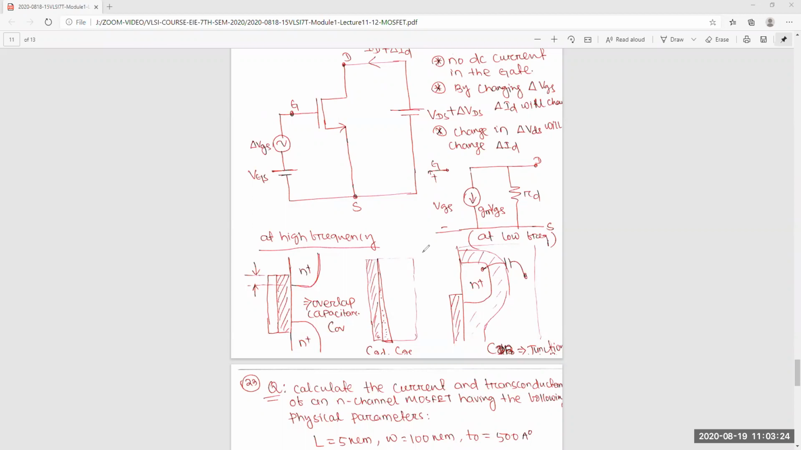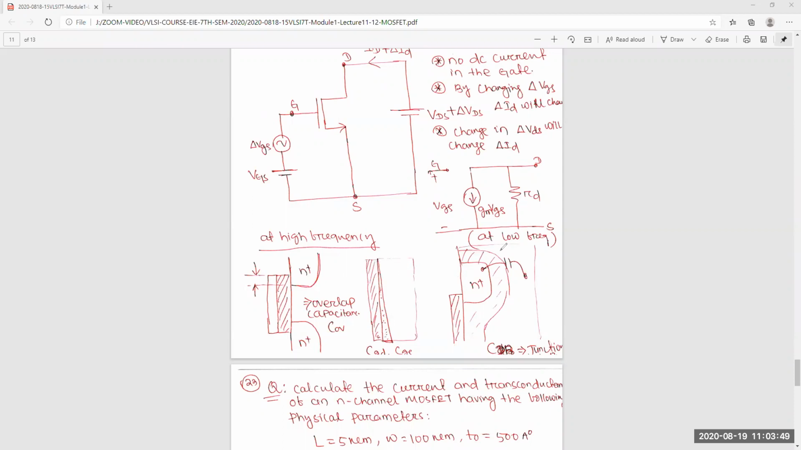Why? Because it depends upon the voltage. It depends upon the supply voltage. If the supply voltage changes, this channel, meaning this inversion charge, will change. This is responsible for the capacitance formation. So if this changes, that means the capacitance will change. So these three types of capacitance will be there.